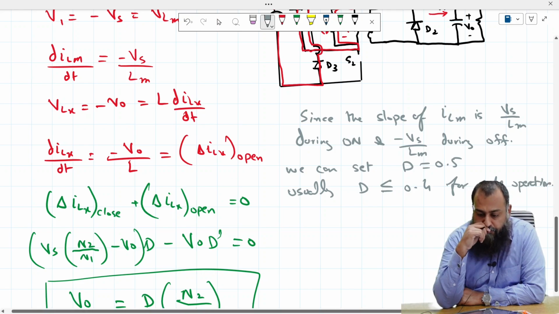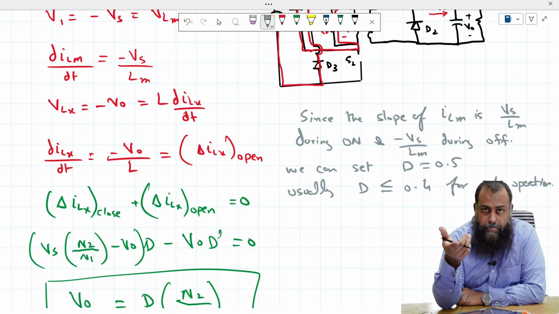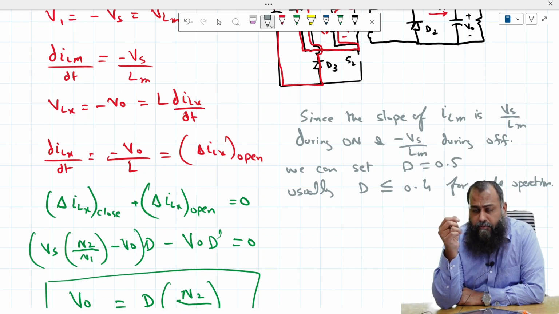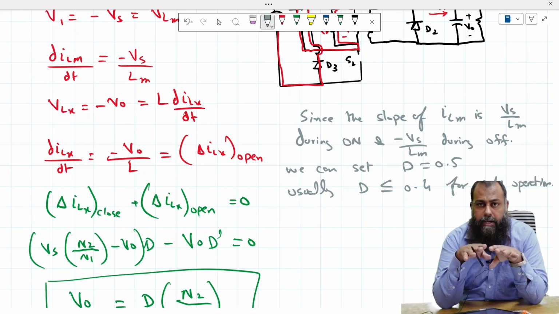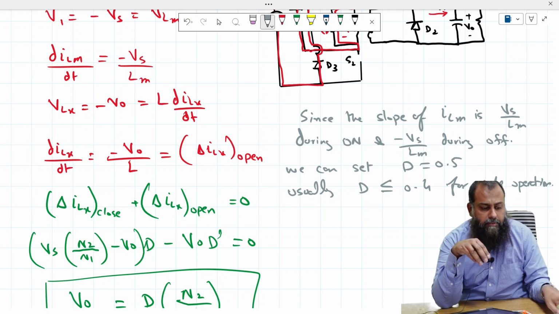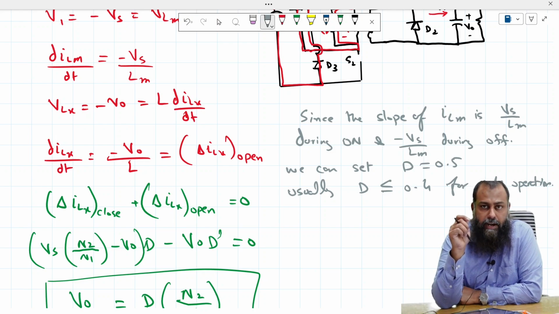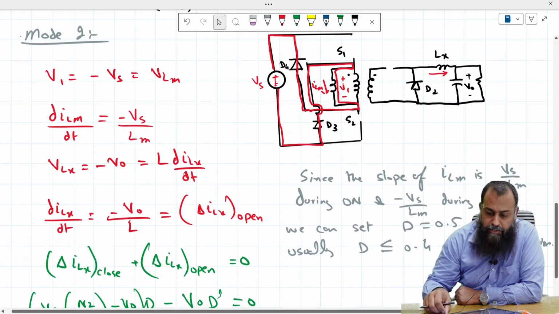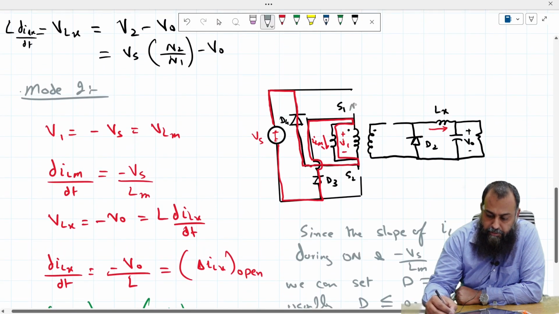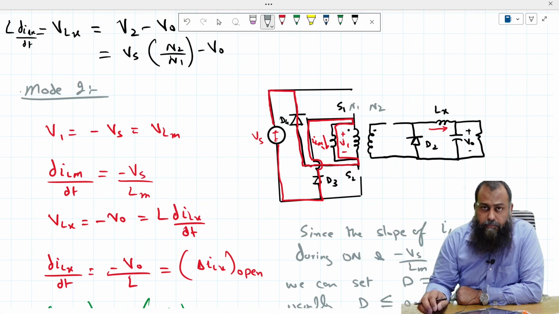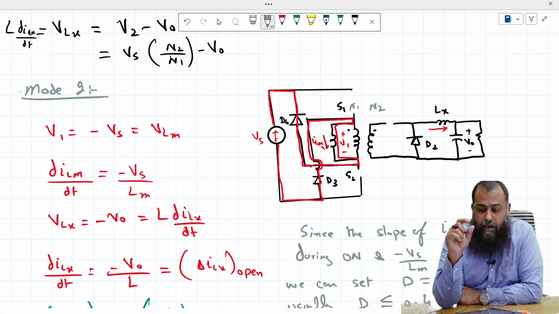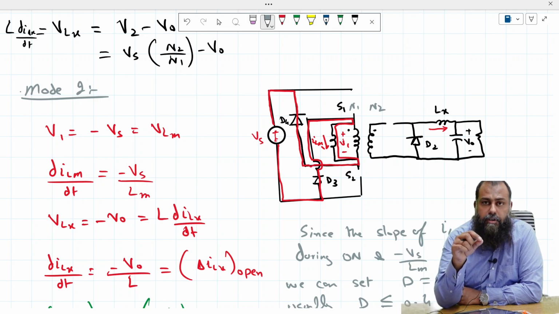Now the question here is, if it is 0.4, then how can we assure that the output voltage is always according to our requirement? So there comes a factor: if this is N1 and this is N2, we set the value of N2 such that the peak voltage for the duty ratio D equal to 0.4 suffices the requirement of the output voltage.